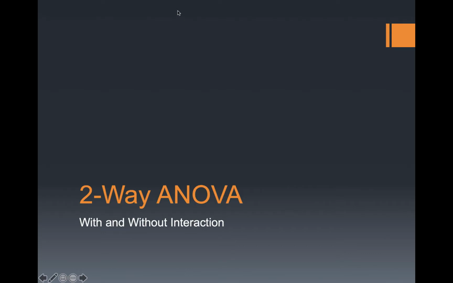Okay, now let's talk about what happens when you have more than one factor. In this lecture, we're going to focus on having two factors, and that would be called a two-way ANOVA. We're going to go through this with and without interaction. Interaction would be these two factors interacting with one another.